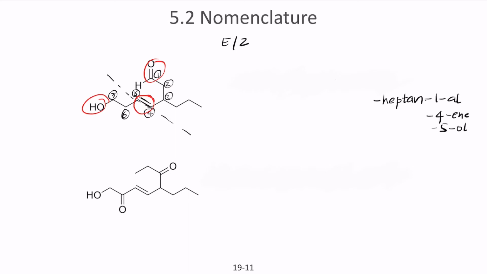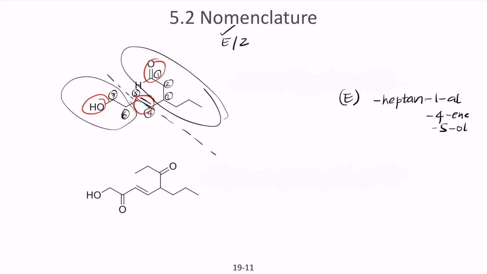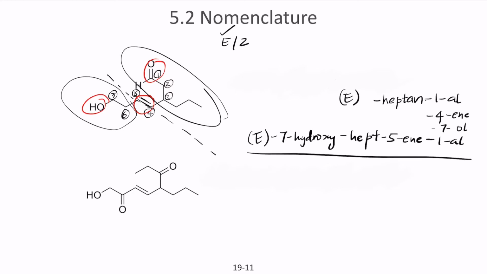Then the naming here is based on the structure that we have. If you split it like this, notice that on the double bond, this is one side on the bottom and this side is on the top. So which means it's E. So we can write that this is the E structure. The other name would be E-7-hydroxyhept-5-ene-1-al. So this is the other name for this structure.